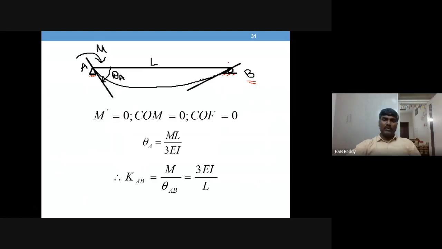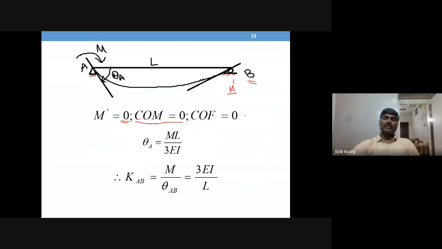So what is the moment developed at this end? That is what we call carryover moment. Because it is a hinge, you can't expect any moment. So moment is zero. Only if it is fixed will you expect a carryover moment. Otherwise, carryover moment is equal to zero. So if the far end is a hinge, then carryover moment is equal to zero.